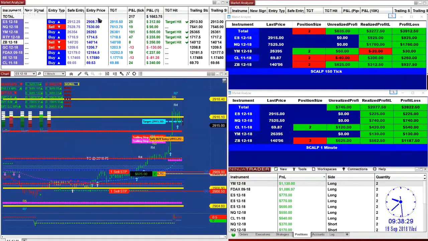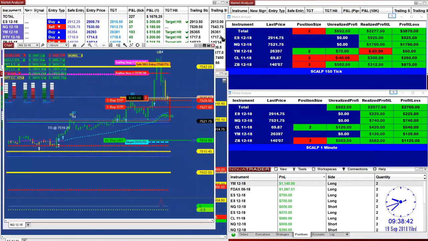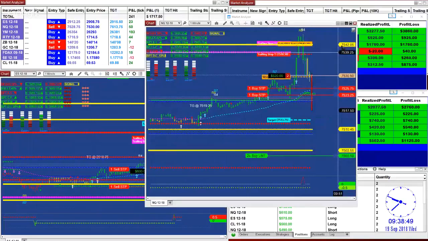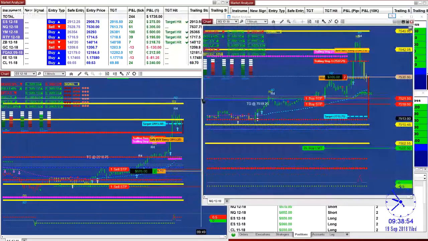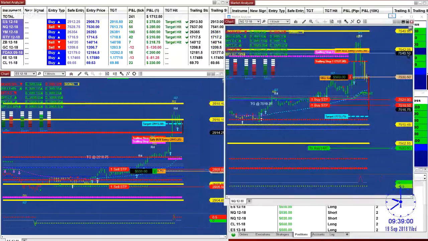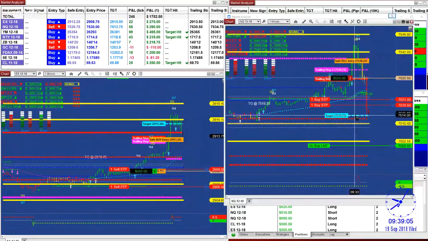So on the pullback re-entry, what we see on the market analyzer, sorry, we have a trade on the NASDAQ. Okay, so on the fully automated, you will exit here, and it's done. Okay, on the fully automated, that's where you will exit.